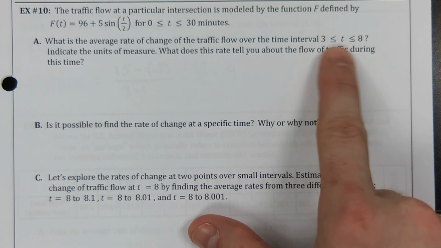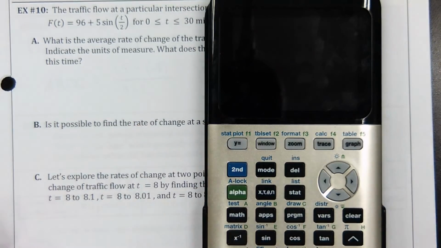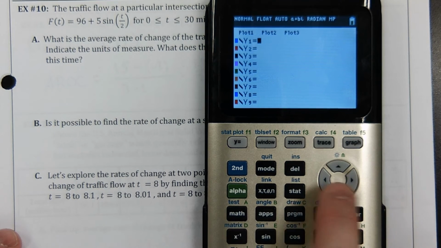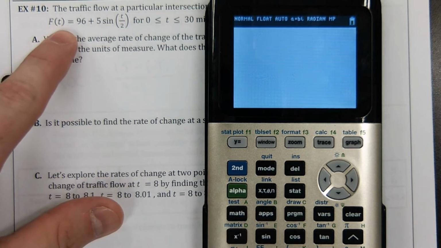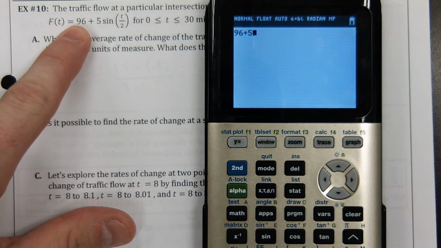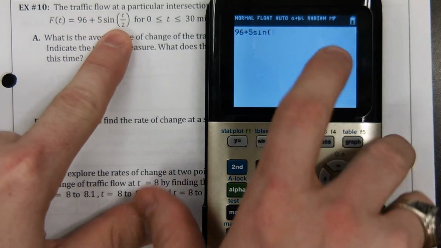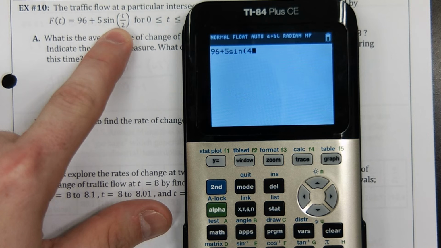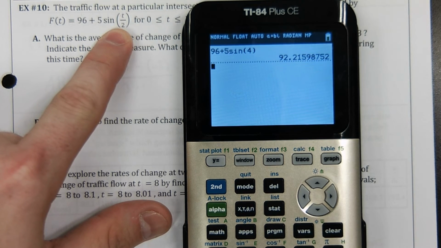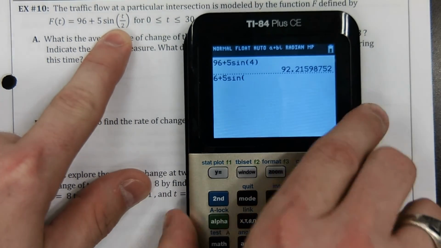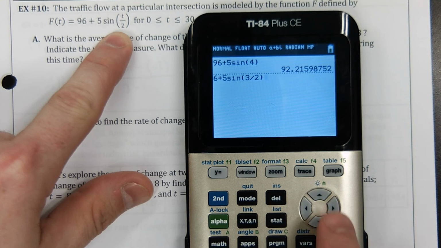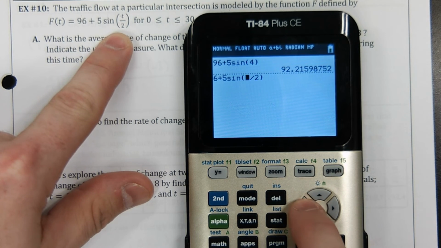That means we need to actually plug these in. So I'm going to grab a handy-dandy calculator. We're using 3 and 8. 96 plus 5 sine of 8 over 2. That's 4. And 96 plus 5 sine of 3 over 2. Oh, I missed the 9?